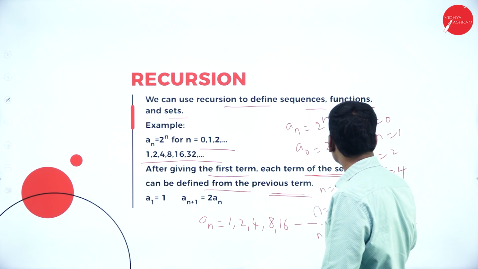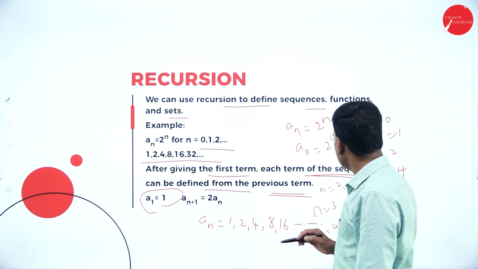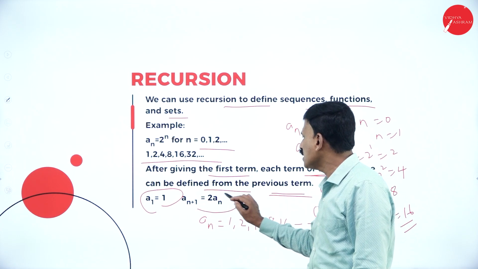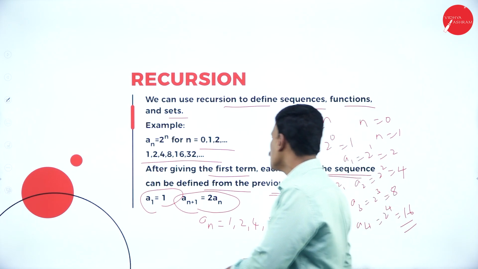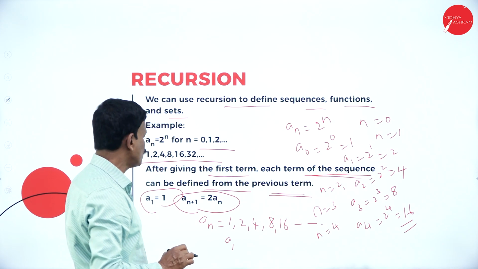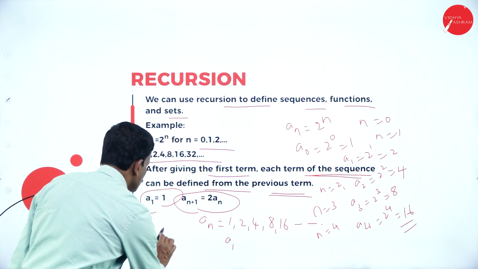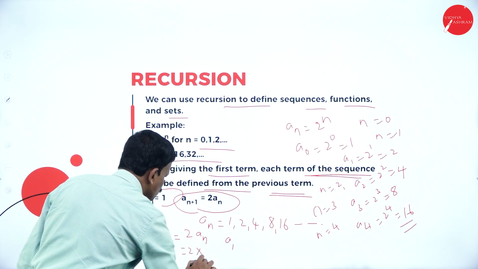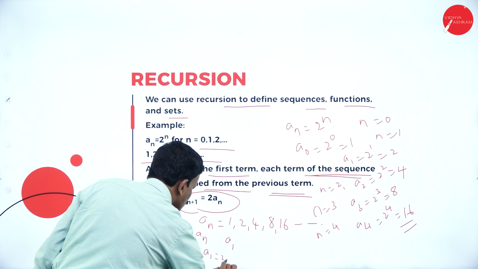Suppose here, what is the first term? We got a1 is equal to 1. If a1 is equal to 1, then the next term a(n+1) is of the form 2 times an, that is a multiple of 2. Here a1 is equal to 1, this is the first term, and the second term is nothing but 2 times a1. So 2 times an, if you put n is equal to 1, is 2a1, that is equal to 2 into 1.